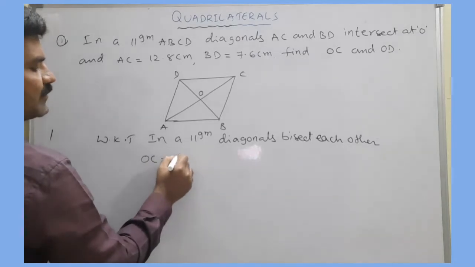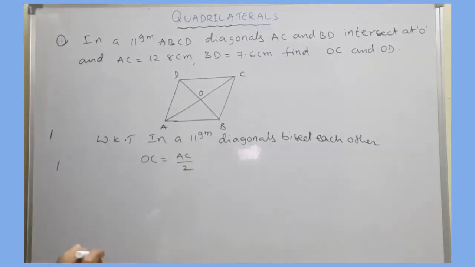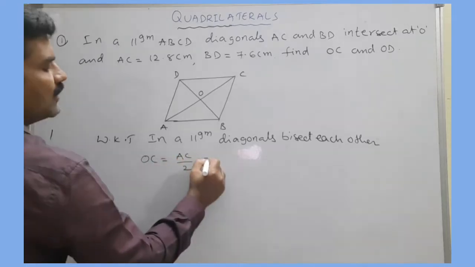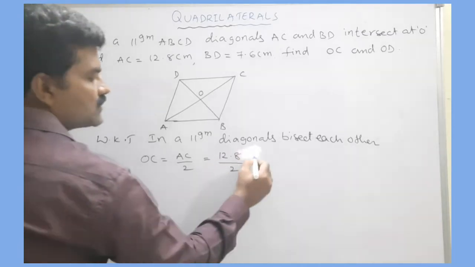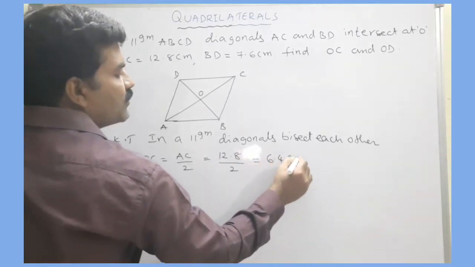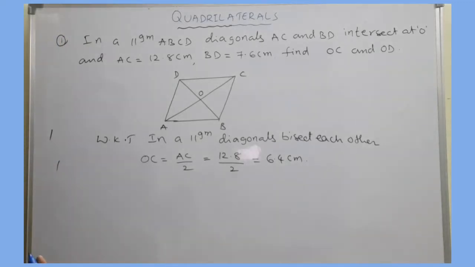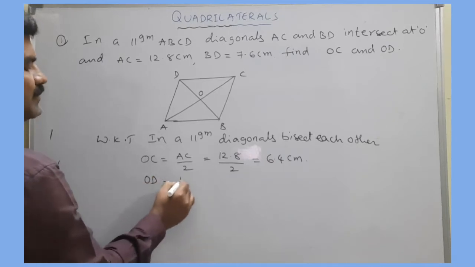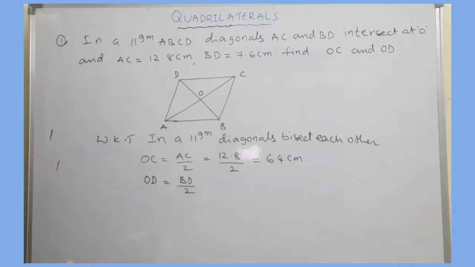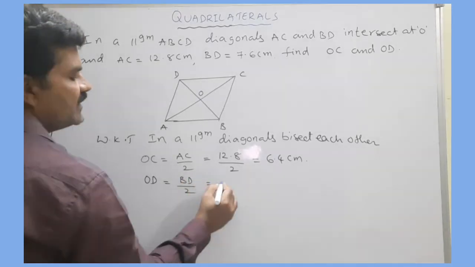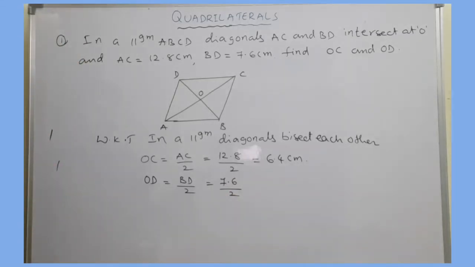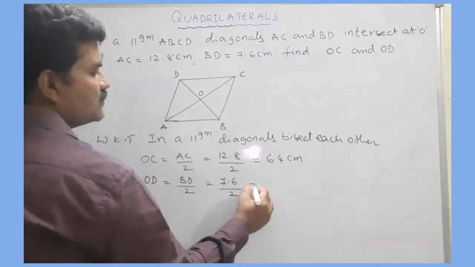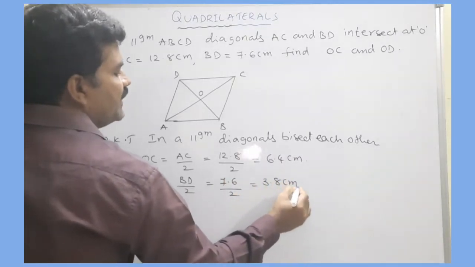Then OC length can be given as AC by 2. So AC is given 12.8 by 2, which is equal to 6.4 centimeters. In the same way, OD can be written as half of BD. That is 7.6 by 2, which is equal to 3.8 centimeters.